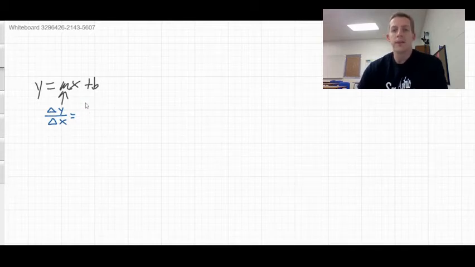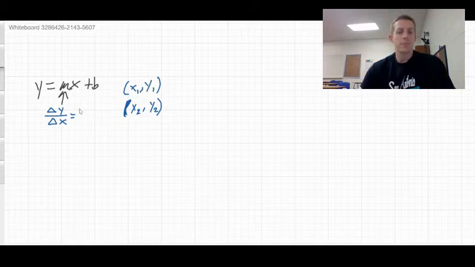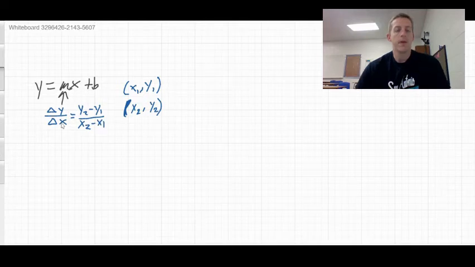If you have 2 points on that line, let's say you have point 1, we'll call it x1, y1, and a second point that's also on that line, x2, y2, you can find the slope of that line. You simply take your y2 minus y1 over x2 minus x1, and that will give you your slope.